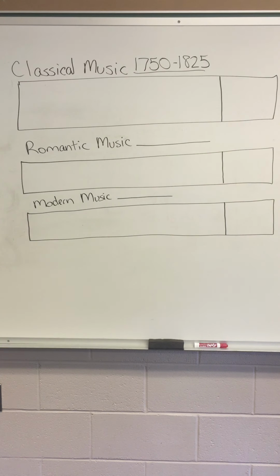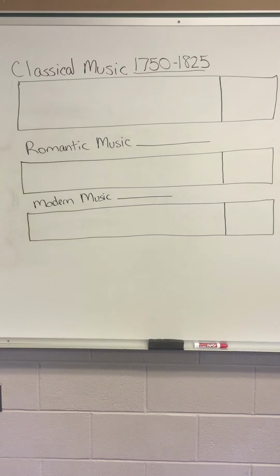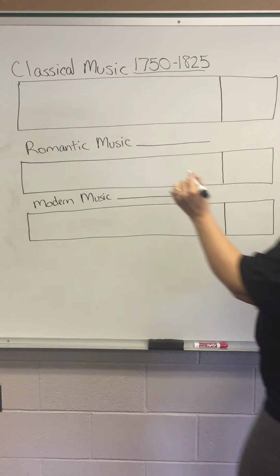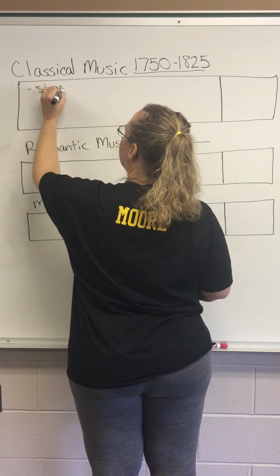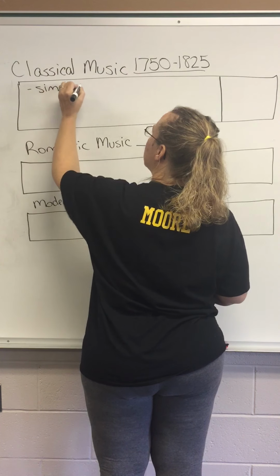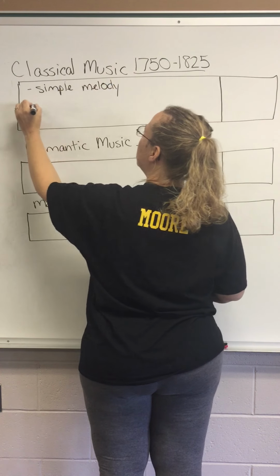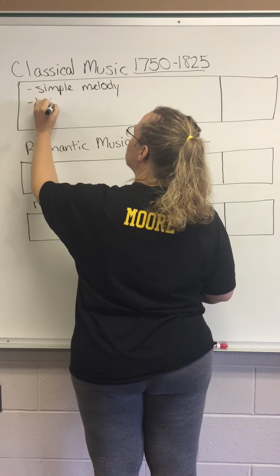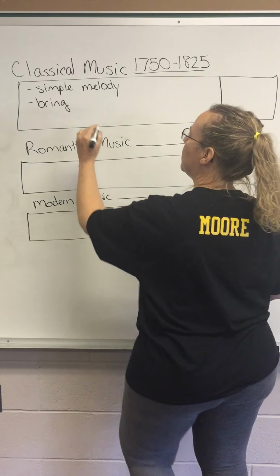The classical music, they wanted to get back to simpler music. They liked the melody, but they wanted to get back to a little bit more of a simple melody. The Baroque music was a little bit too fancy. So they said, you know what, let's just simplify it. Let's make it a simple melody. But let's really bring out the accompaniment. Let's show off our accompaniment. Let's show how many parts we can get in there.